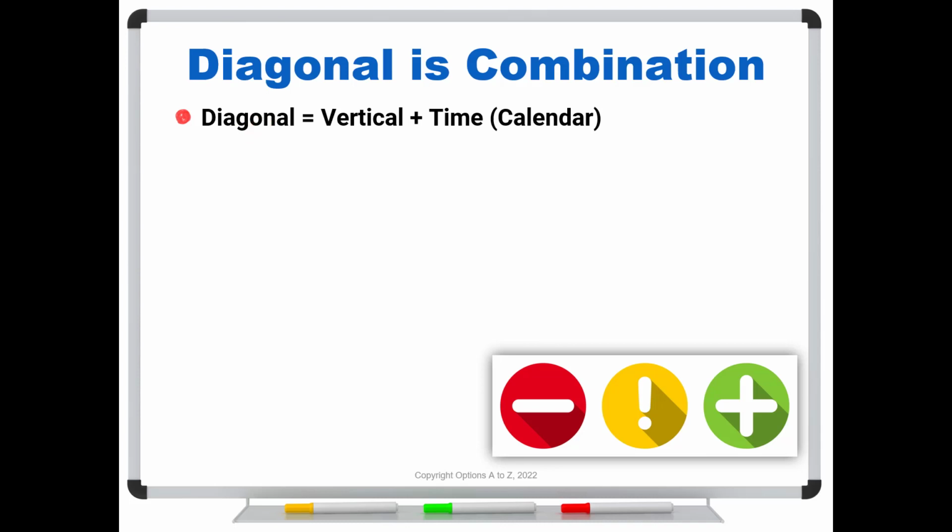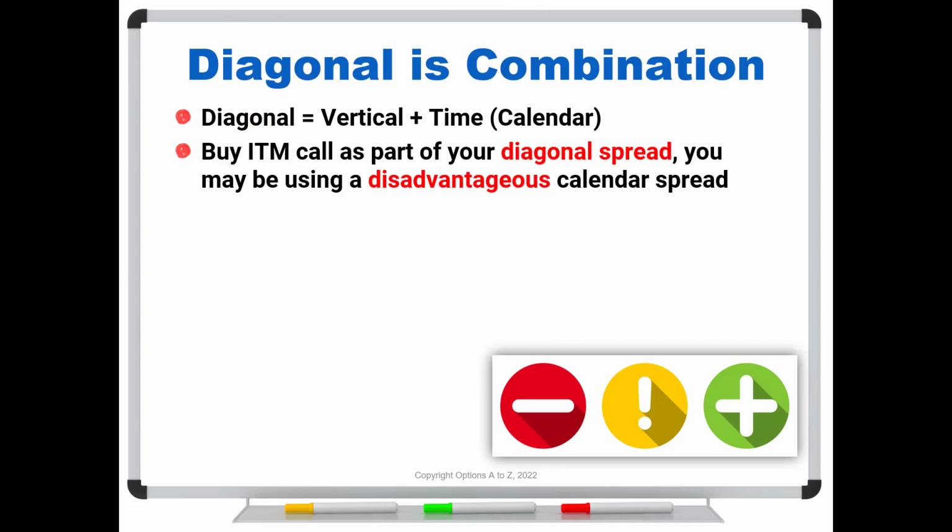And even more importantly, if you buy an in-the-money call as part of your diagonal spread, which a lot of traders do, then you may be using a disadvantageous calendar spread. You might have a mathematical edge against you, and in those cases, you may be better off just using the vertical. So yes, I know it can get complicated.